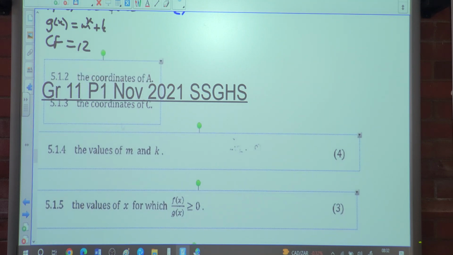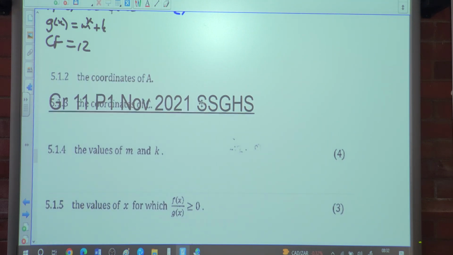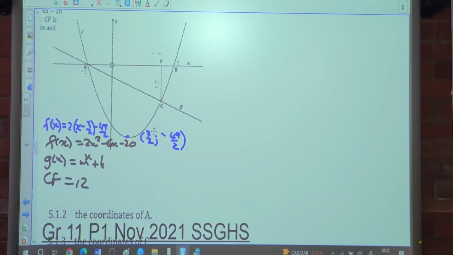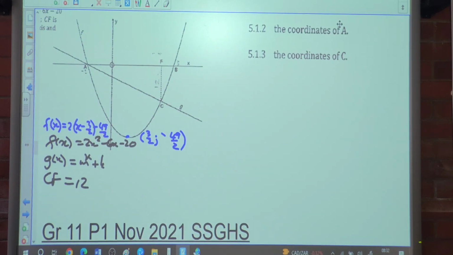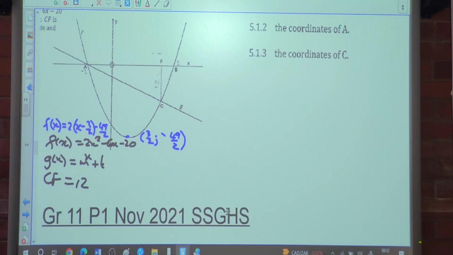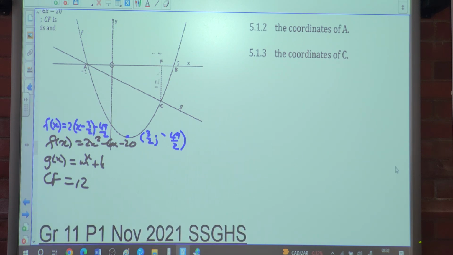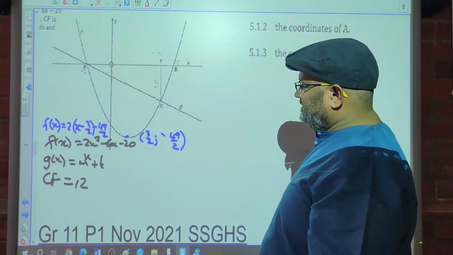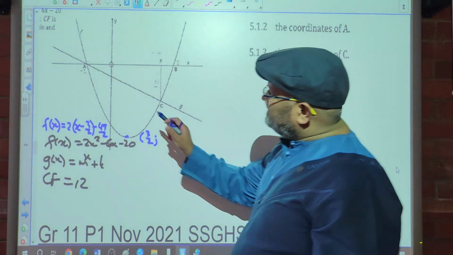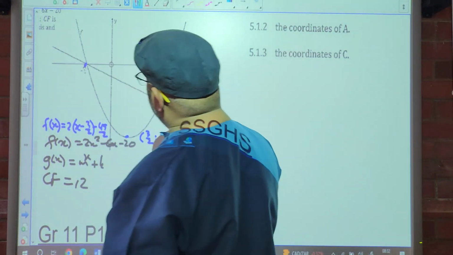5.1.2. Am I missing something? No. 5.1.2. Okay, 5.1.2, 5.1.3. We are told the coordinates of A. So what is A, people? What is A to us?